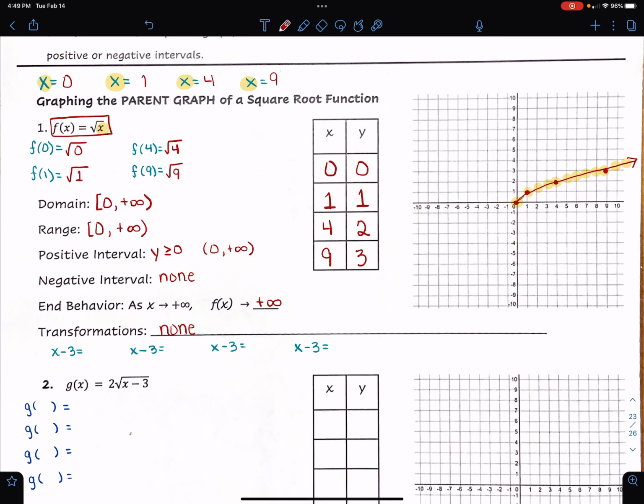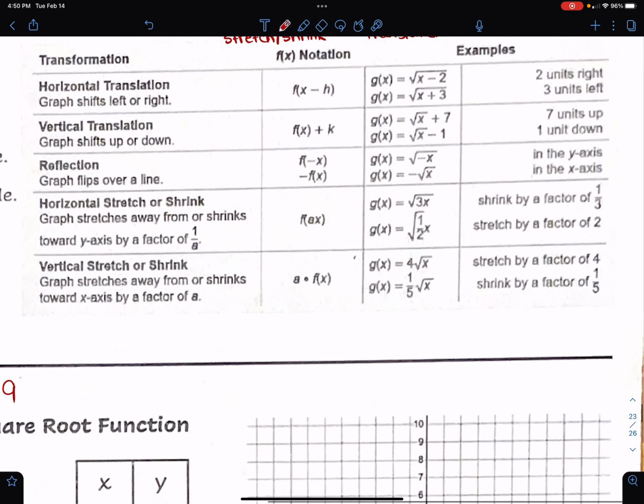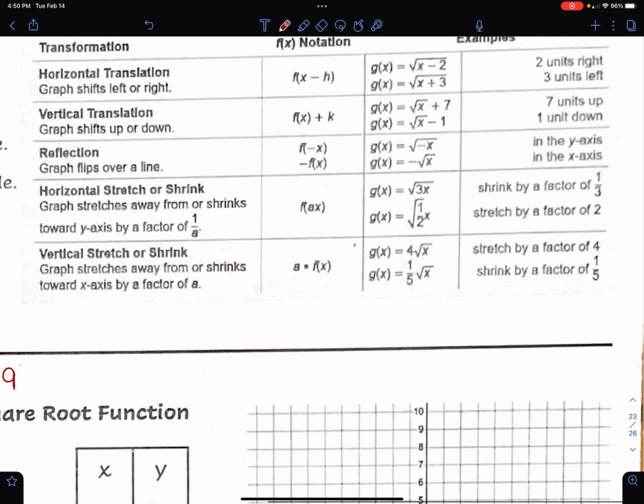So before I go on to number 2, I want to go back and talk about this transformation table up on top. So these are all the different transformations that we can have. We can have a horizontal translation, which means the graph is going to shift left or right. This is something that we're going to be using in class. Okay? If you notice that it's -2 underneath the radical, then it's going to move 2 units to the right. If it is a positive number, x plus some number under the radical, then it's going to move units left. Okay? So it's just looking at that, paying attention to the value underneath the radical.